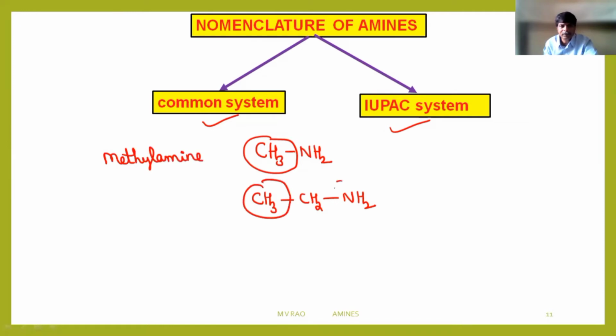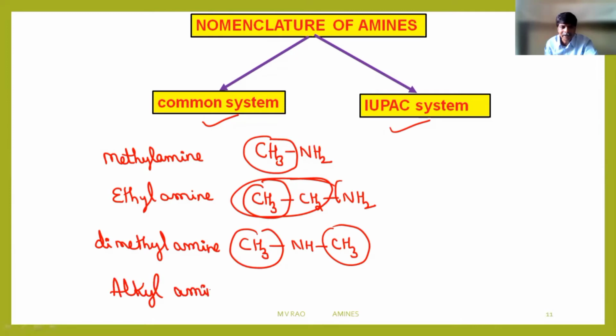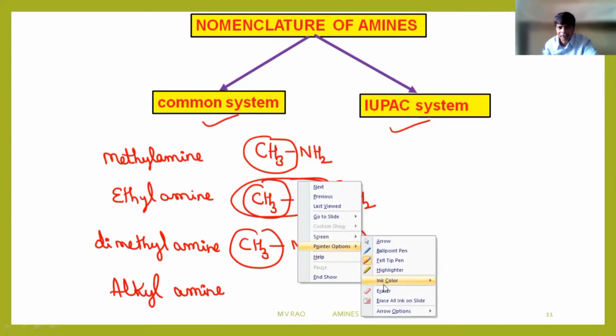Here, in the second one, I'm sorry, there is an ethyl group. So its name is ethyl amine. For CH3NHCH3, two methyl groups are there, so its name is dimethyl amine. So in general, the common name means alkyl amine. This is about the common names of amines, alkyl amines.